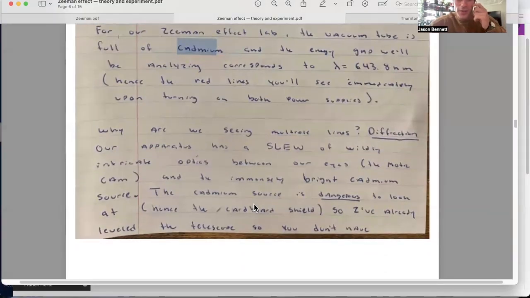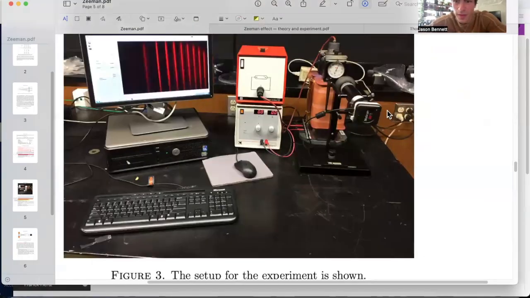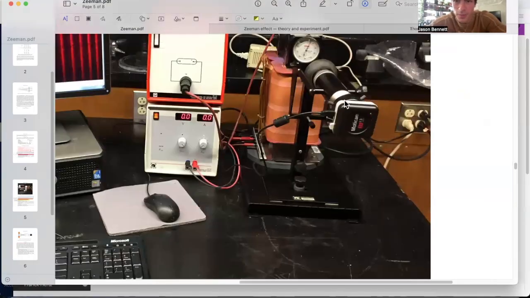So I've already leveled the telescope. This is the telescope right here. We've got some polarizers in here, and inside this telescope is the device that's causing the diffraction. We'll talk about that in a second.